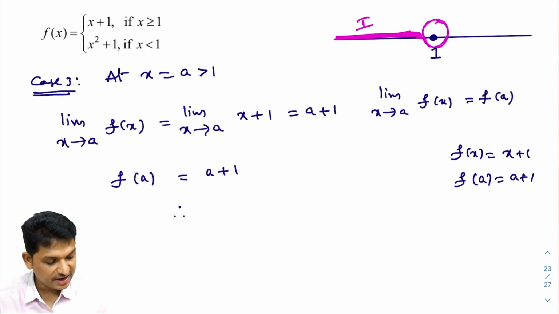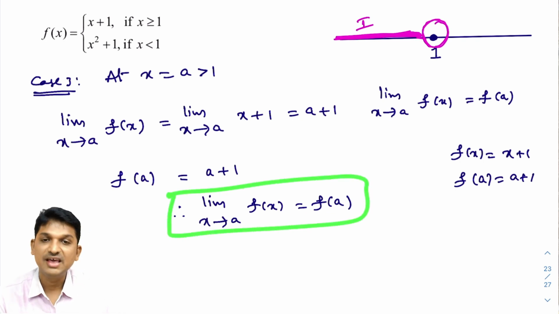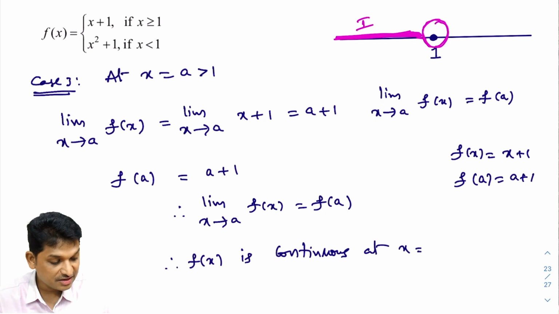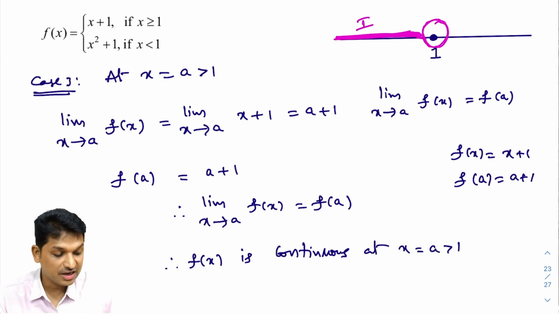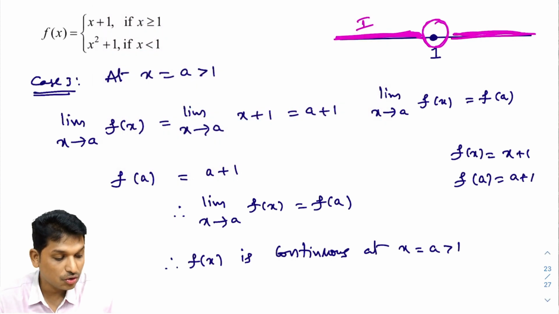So I'll conclude that limit x approaches a, f of x equals f of a. What is the conclusion when I get something like this? I can say that the function is continuous at x equal to a. Therefore, f of x is continuous at x equal to a whenever a is greater than 1. So I checked the continuity in this zone also.